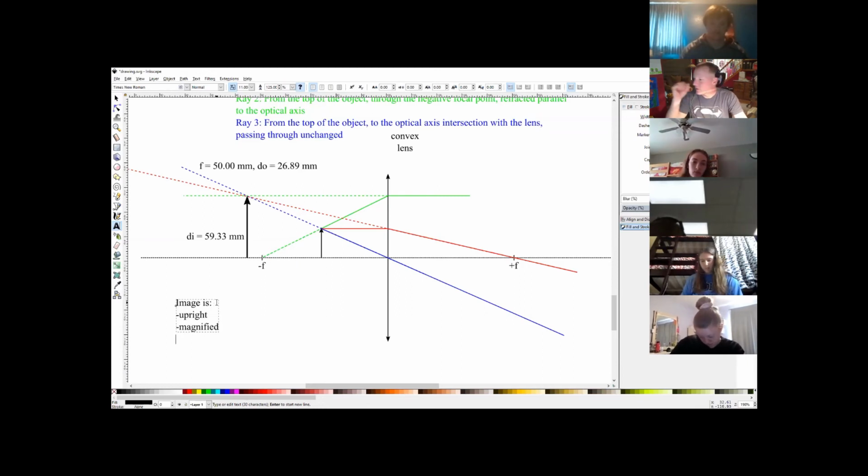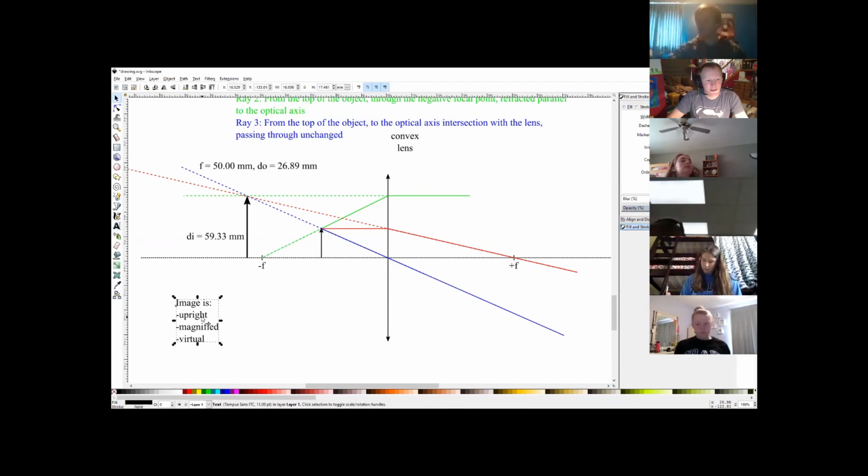Is it virtual or real? Hello. Hey, Barbara. I'm good. How about yourself? Virtual? How do you know? It's on the same side of the lens as the original object. Right. The light didn't go through the lens and then meet. Yep. Bingo. Couldn't actually put a screen there to capture it for the exact reason Noah was telling us.